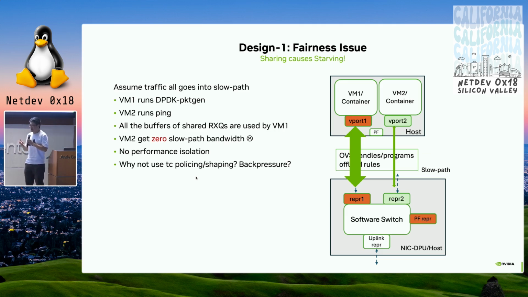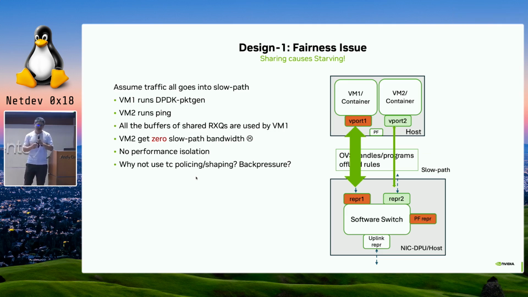However, there's a problem, because you are sharing this RxQ. If one VM is running something like DPDK packet gen, and another VM runs something like ping, it's easy to see that the DPDK-running VM, when it hits the slow path, consumes all the entries, all the RxQ buffers of the shared RxQ. Basically, the other VM, the ping-running VM, doesn't get any bandwidth at all. So we have a performance isolation problem.